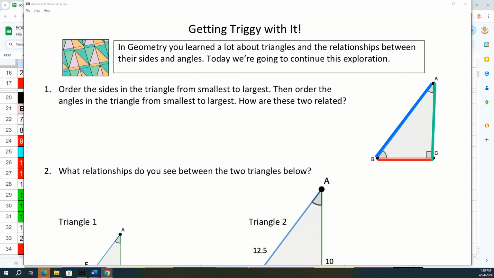All right, so if you were going to order the sides from smallest to largest, what is the smallest side? The red side. All right, and then the next smallest? Green. And then the largest side should be the blue side.